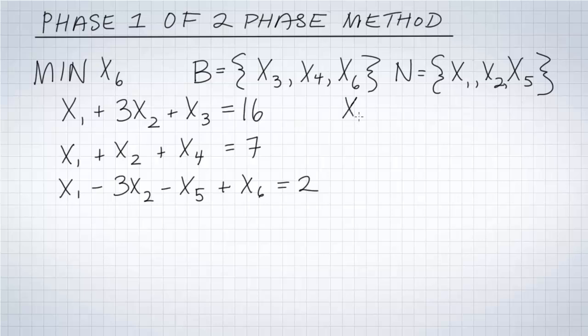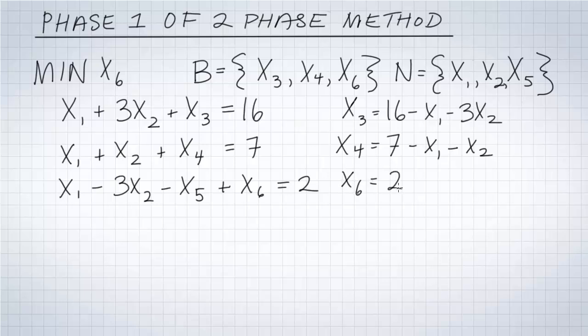So we have x3 is equal to 16 minus x1 minus 3x2. And we have x4 is equal to 7, missed an x1 here in copying over, x4 is equal to 7 minus x1 minus x2. And we have that x6 is basic. x6 is equal to 2 minus x1 plus 3x2 plus x5. Okay, that's what we have. And we have z is equal to x6.